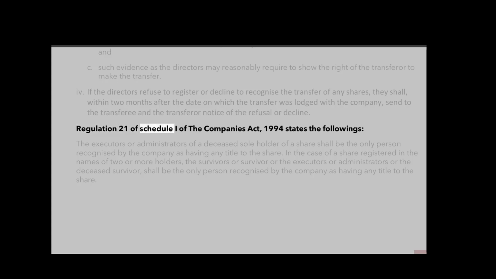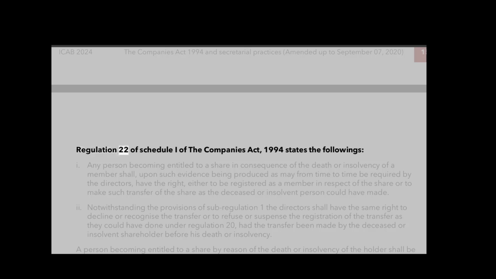Regulation 21 of Schedule I of the Companies Act, 1994 states the following. The executors or administrators of a deceased sole holder of a share shall be the only person recognized by the company as having any title to the share. In the case of a share registered in the names of 2 or more holders, the survivors or survivor or the executors or administrators of the deceased survivor shall be the only person recognized by the company as having any title to the share.